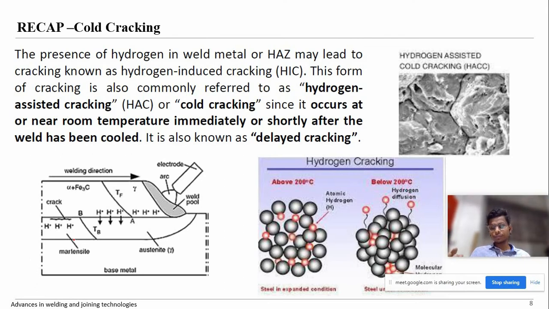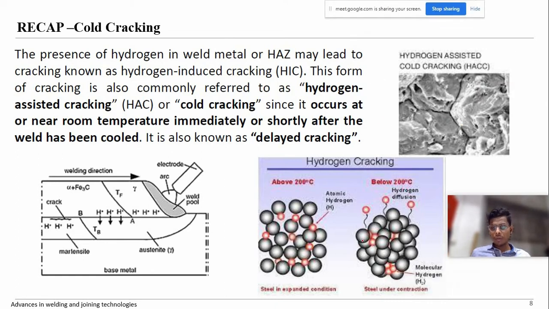Once the molten pool is solidified, it becomes solid, and the heat affected zone region also reduces to room temperature. At lower temperature, the solubility of hydrogen is less. So this atomic hydrogen is unstable and it tries to move towards lower-energy regions, generally grain boundaries. There, the atomic hydrogen combines to form H2 molecules, molecular hydrogen.